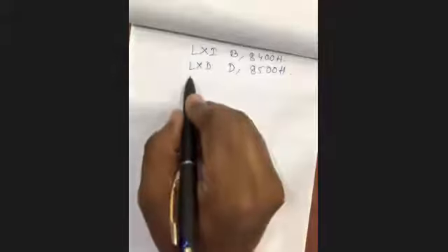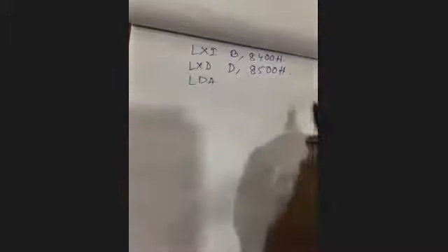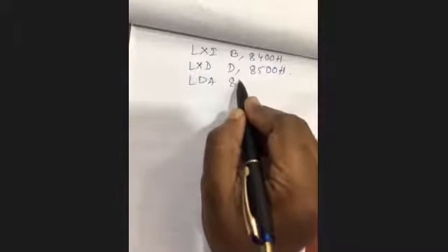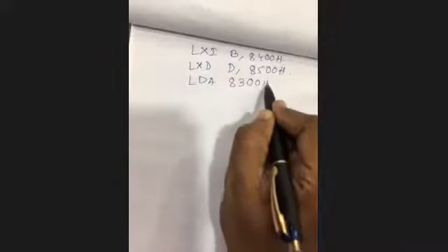LDA 8300H. Because the length of the data array is stored in 8300H. So which register next? What will be the instruction? Same instruction as we used previously. What will be the instructions?